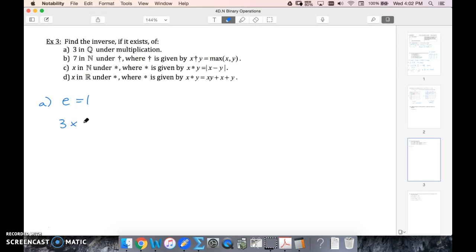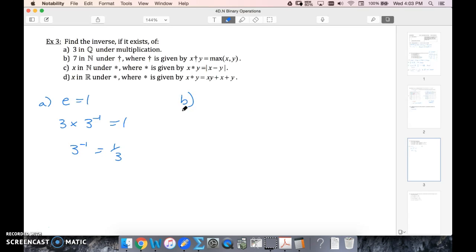So 3 multiplied by the inverse is going to equal 1, and our inverse in this case is 1/3. Note this is inverse, even though it does end up creating the fraction. It's a little bit unintentional. So our inverse value is 1/3 here.